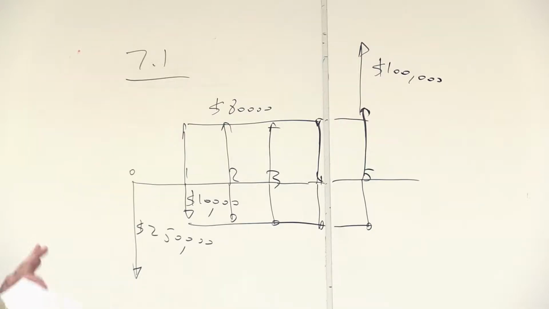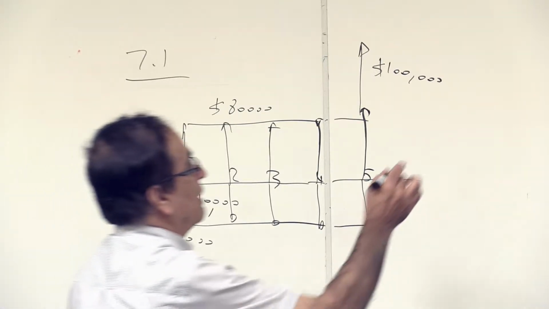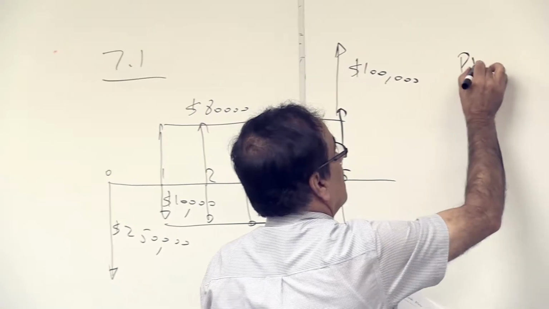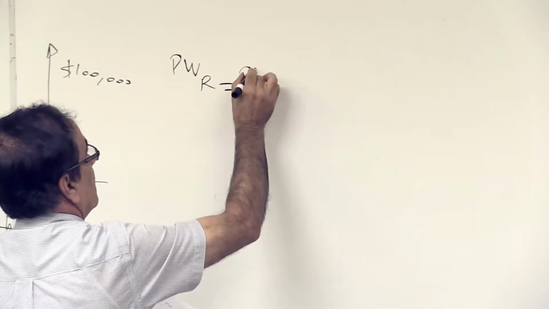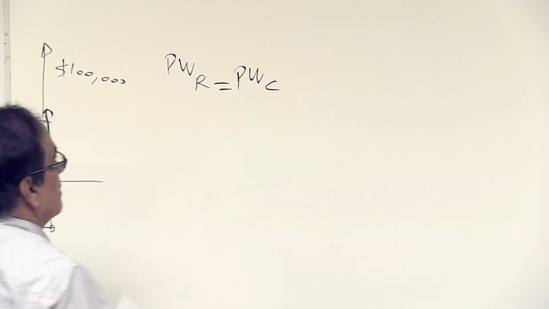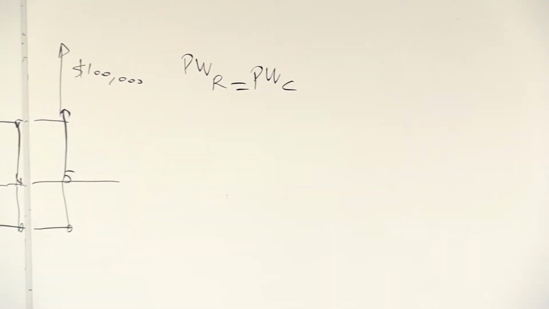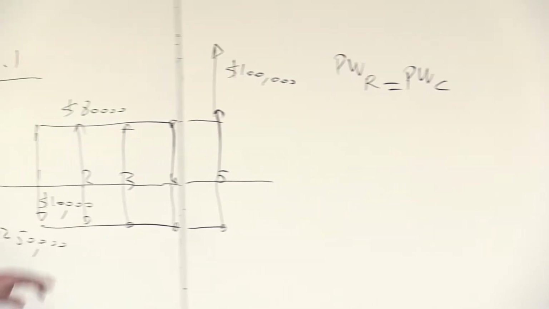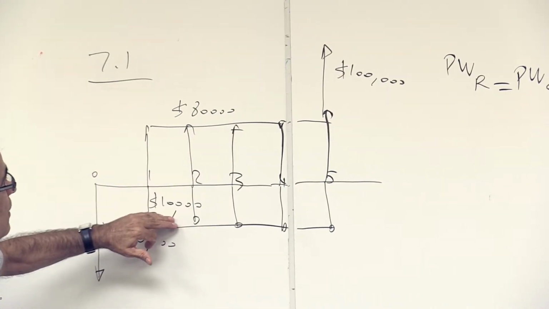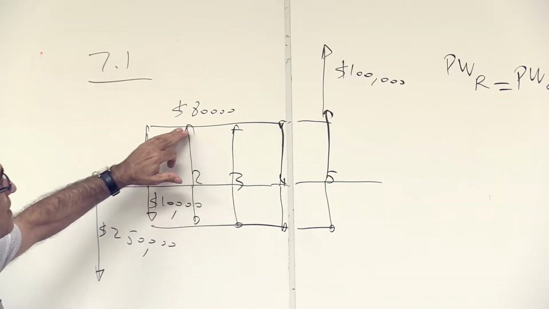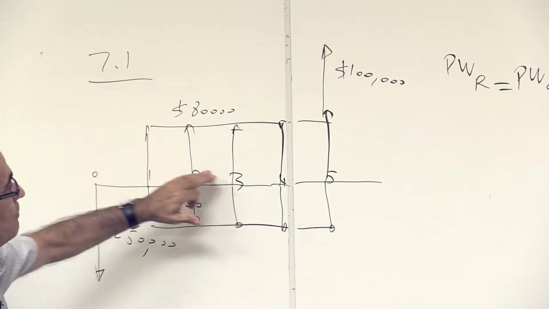So obviously, we have several payments. Some of them are uniform, some of them are single payment. So what we're going to do is use the present worth method. We call it PW of R, for revenue, equals the PW of cost. First, we're going to discuss the income. Actually, we have income of $80,000 that can be offset by the operating cost. The net income is going to be $70,000 uniformly from year 1 to 5.